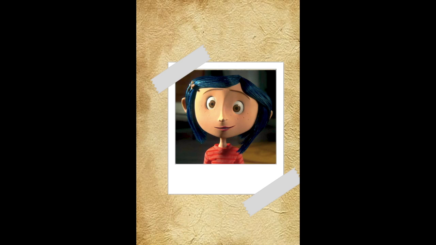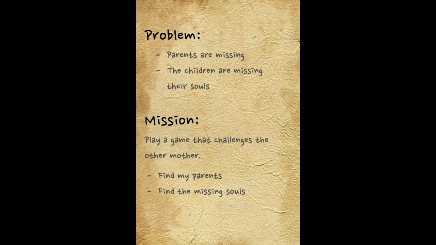So this is a picture of Coraline. Obviously, it is a picture from the movie and not the book. So the first problem is that her parents are missing. After returning from the other world the first time, she realizes that her parents are gone and she can't find them after a couple days.